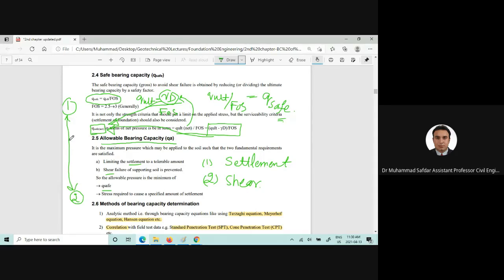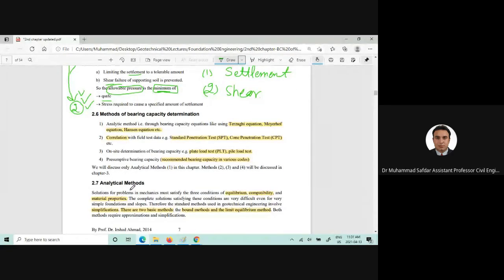The maximum pressure which will satisfy these two criteria will be known as the allowable bearing capacity of the soil, because the settlement criteria has been satisfied and also the shear failure criteria has been satisfied. So it is the maximum pressure which may be applied to the soil such that the two fundamental requirements are satisfied. This will be the minimum value which will satisfy the shear failure criteria and the settlement criteria, and that will be known as the allowable bearing pressure of the soil.